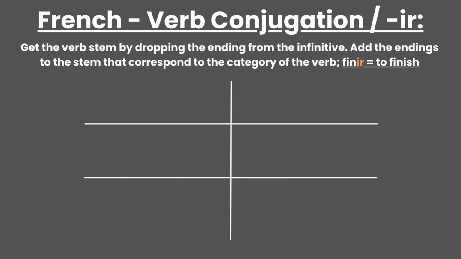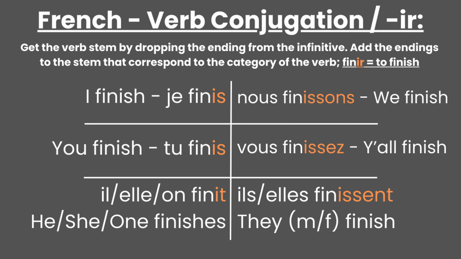Let's move on to ir verbs, like finir, to finish. The conjugation pattern for ir verbs in the present is similar, where we get the verb stems by dropping the endings and then adding the corresponding endings to the category of the verb. For ir verbs, the endings are is for je and tu, it for il, on, issons for nous, issez for vous, and issent for ils.